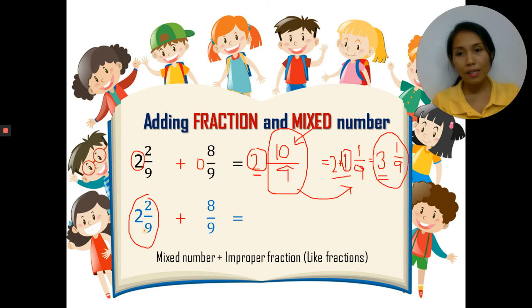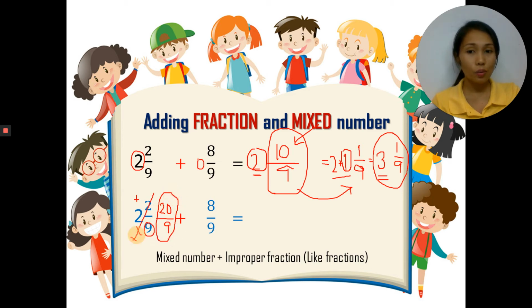So let's see, 9 times 2 equals, okay, let's erase this. 9 times 2 equals 18. 18 plus 2 equals 20. Denominator is, copy the denominator, 9. So here is our new improper fraction. Okay, so we're not going to use this mixed fraction anymore. All right, now that we converted it into improper fraction and the denominator is 9, they have both the same.